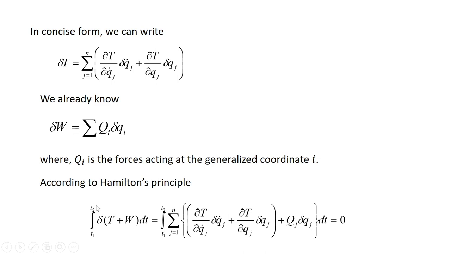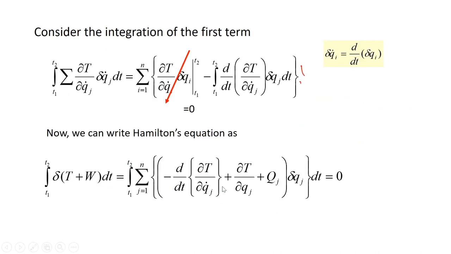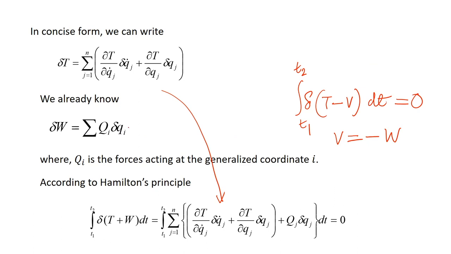Now, let us apply Hamilton's principle. Hamilton's principle I have written earlier as the integral from t1 to t2 of δ(T − V) dt equal to 0. However, V is minus W. So we can write the integral from t1 to t2 of (δT + δW) dt, which is nothing but δ(T − V). So substituting this here, and also this quantity is substituted here.